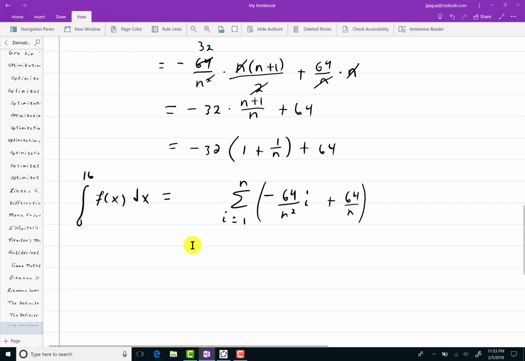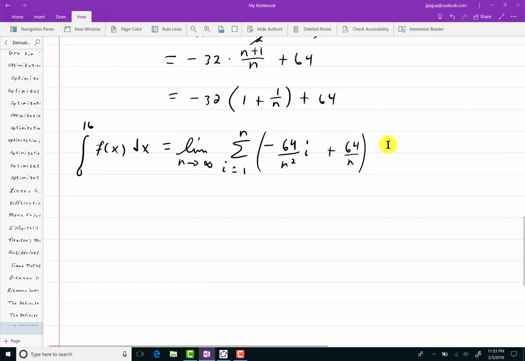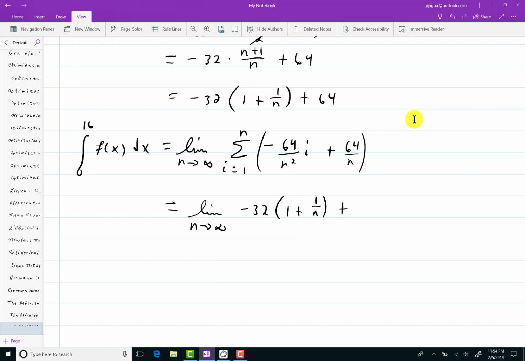That integral is equal to the limit as n goes to infinity. And so all this we know equals this stuff up here. So we end up with the limit as n goes to infinity, negative 32 times 1 plus 1 over n plus 64. Constants, of course, are not affected by the limiting process. The only thing that's affected by the limiting process in here is this 1 over n, and that will go to 0. So this equals negative 32 times 1 plus 0 plus 64, and that equals 32.